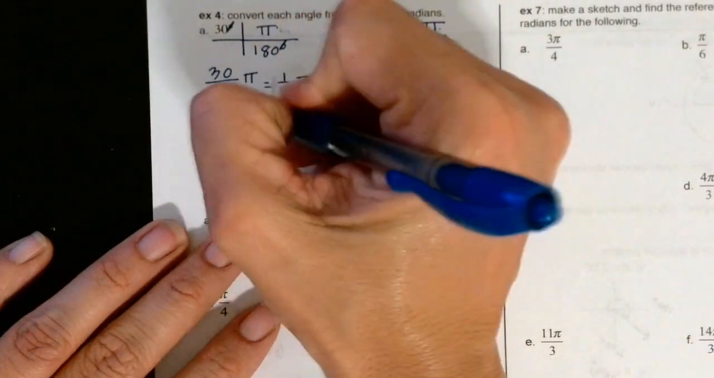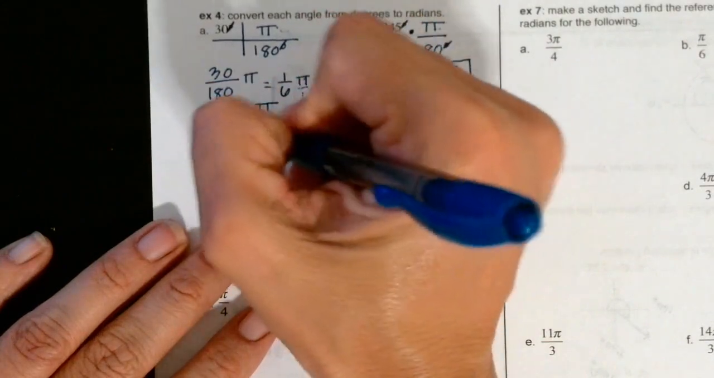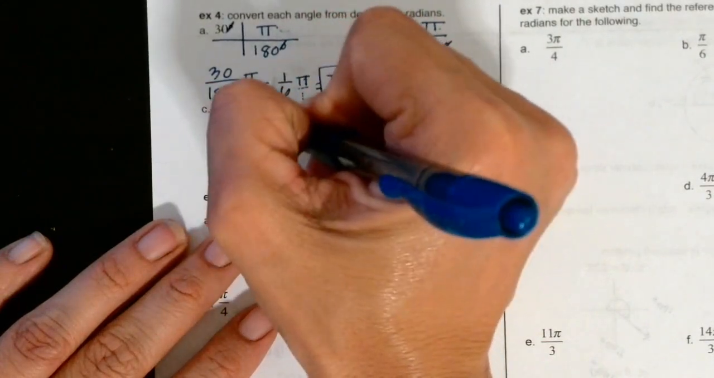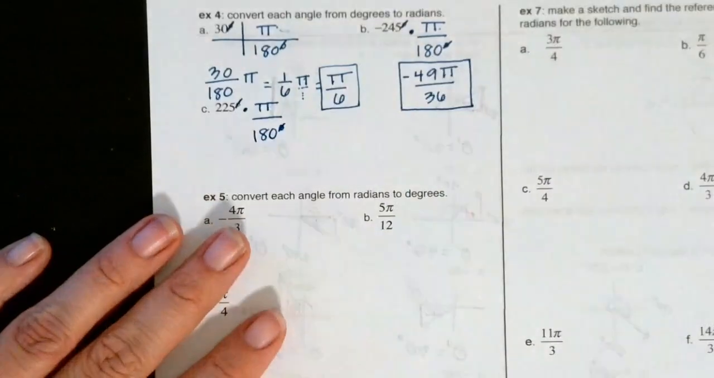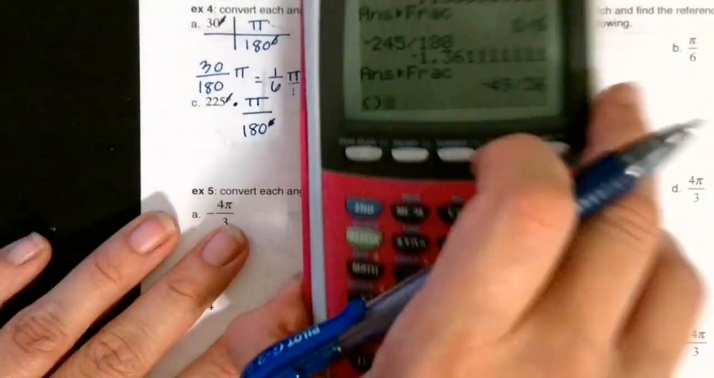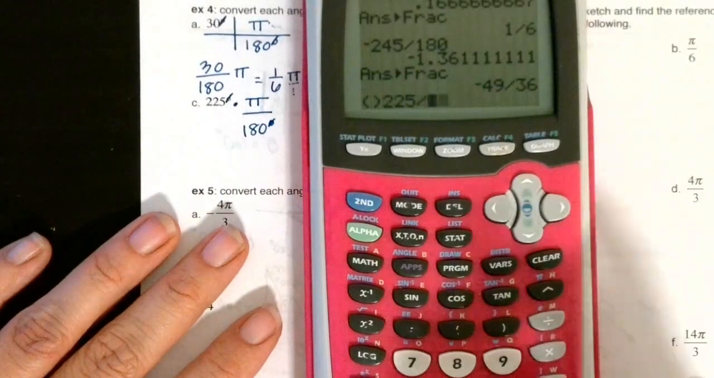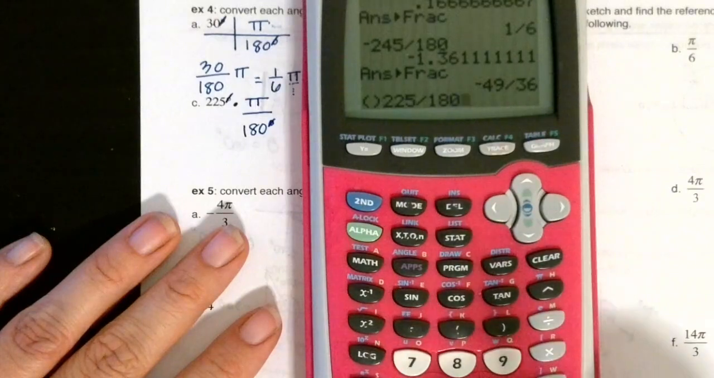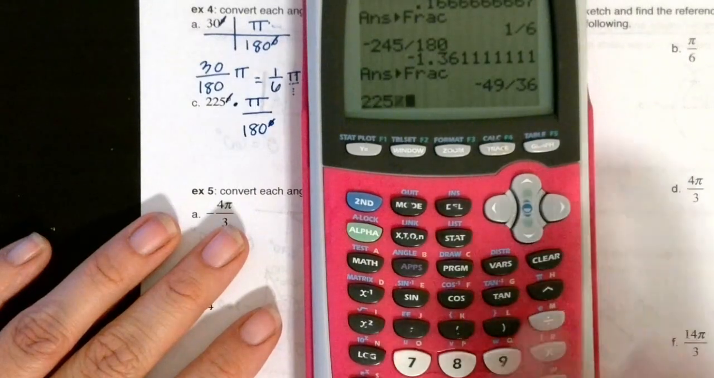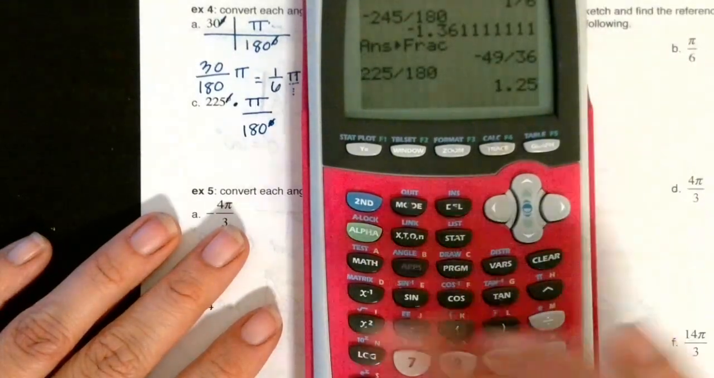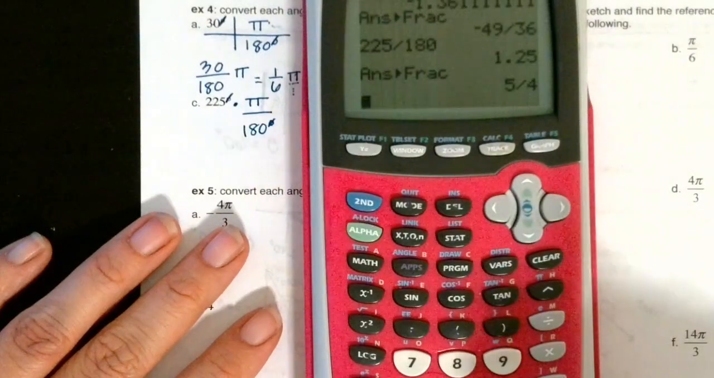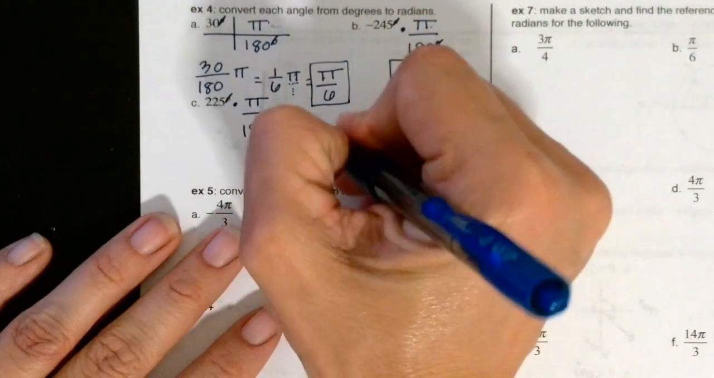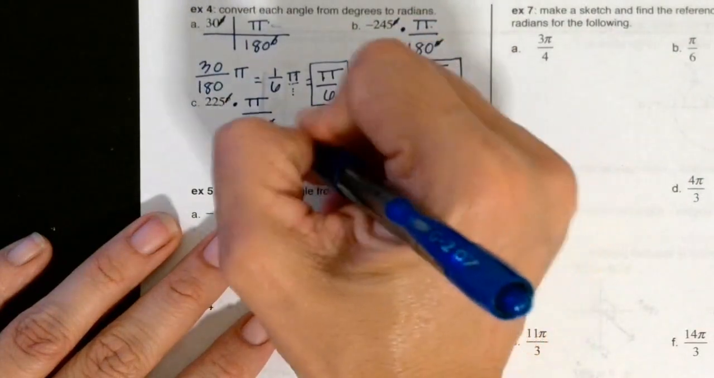225, I'm going to multiply that by pi over 180. Again, the 180 is staying in the denominator because I'm trying to convert to radians. So 225 divided by 180 equals, math, enter, enter, 5 over 4. So then I just need to put the pi in the numerator. So that's 5 pi over 4.